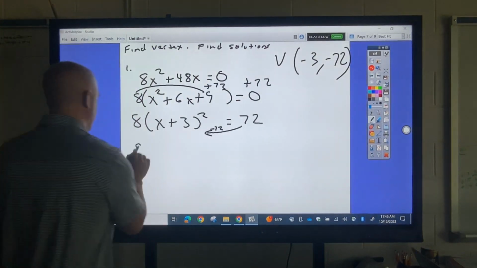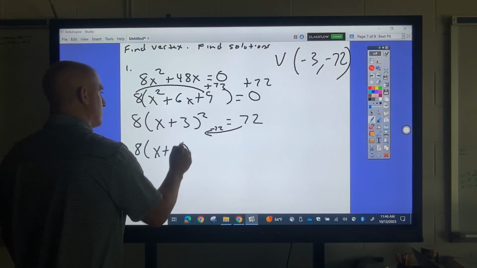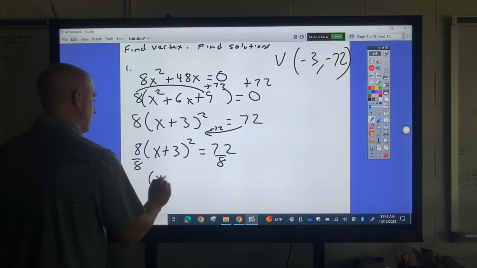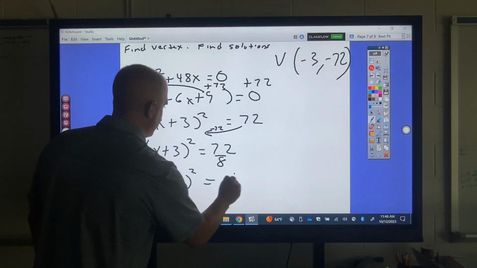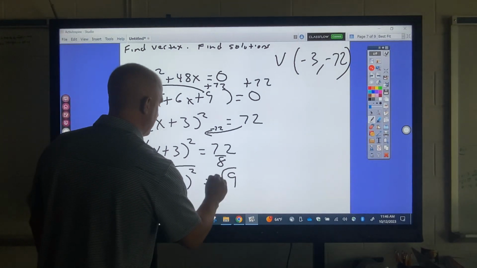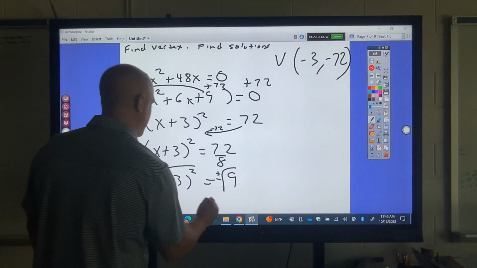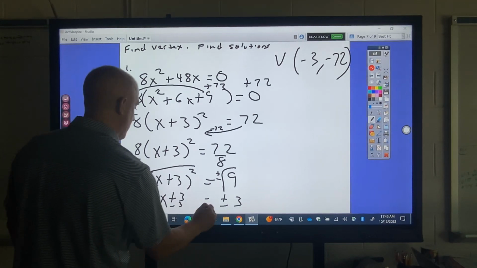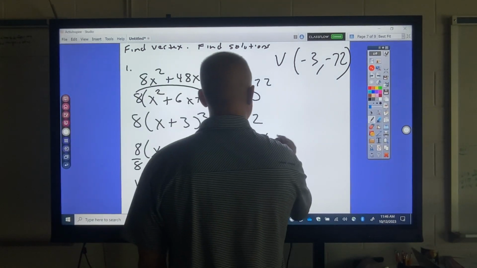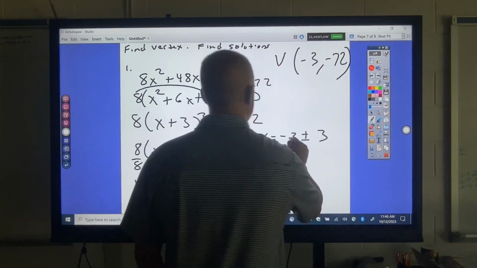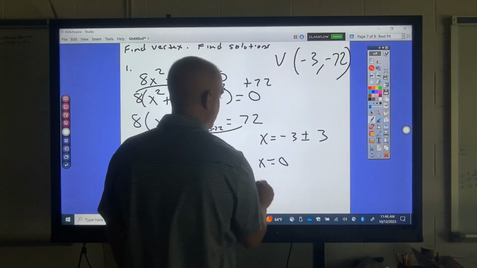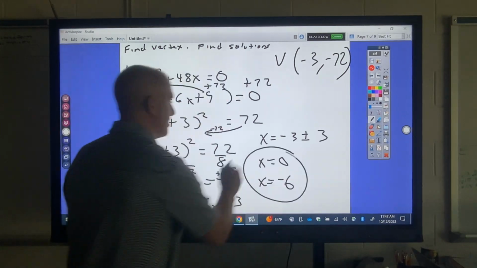If I go to solve, I would divide by 8. It gives me 9. Square root, plus and minus. Square root of 9 is plus and minus 3. x plus 3 there. I would subtract 3 over to the other side. So I got x equals negative 3 plus and minus 3. So negative 3 plus 3 would be 0. Negative 3 minus 3 would be negative 6. Those would be the solutions.